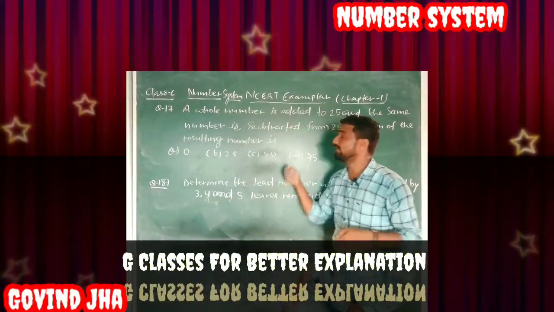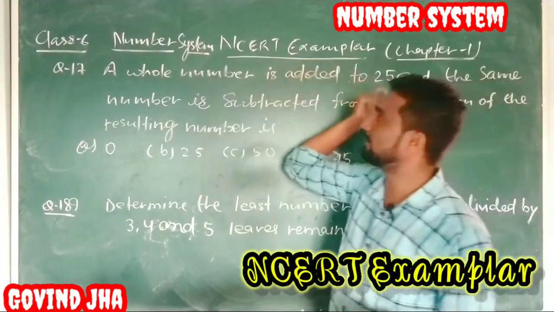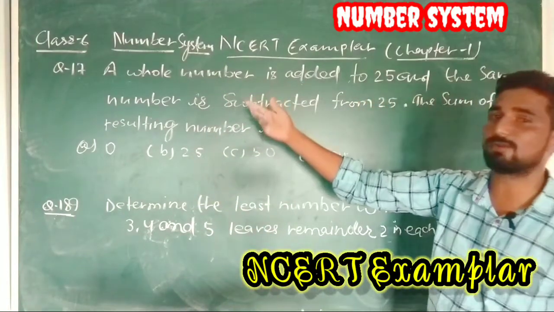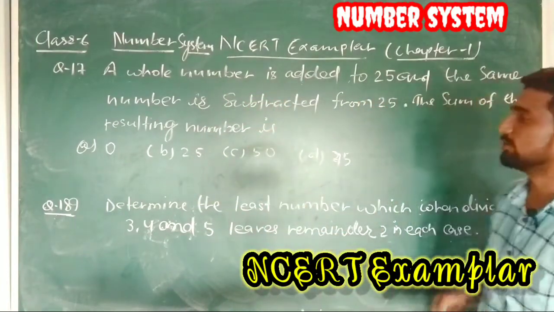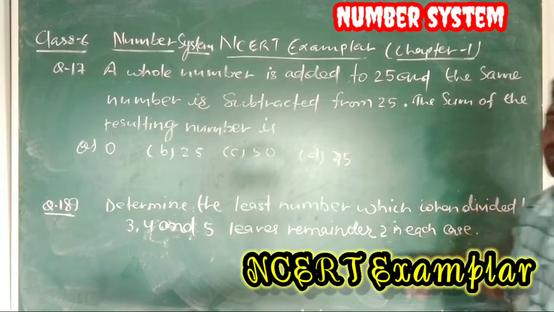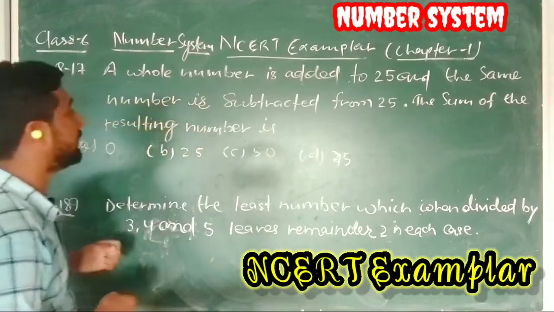You must be seeing on the board, it is written, it is from NCERT Exemplar, chapter number 1, and the name of the chapter is Number System, and obviously it is for class 6. So I have taken this topic from class 6. Two questions are there which I am going to discuss in this video. So let me read the first question.